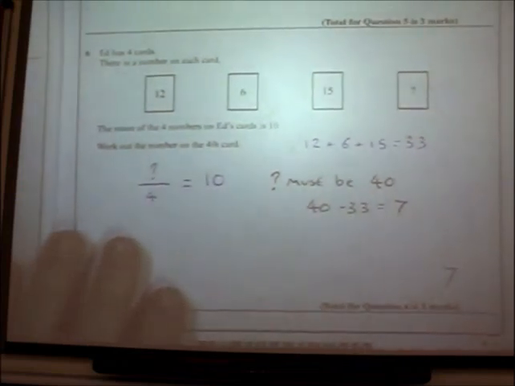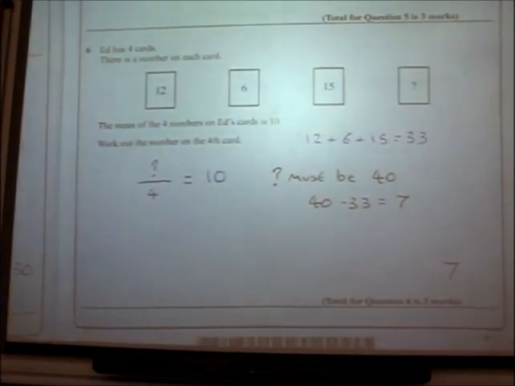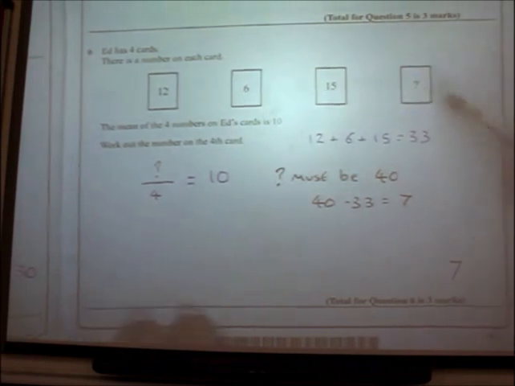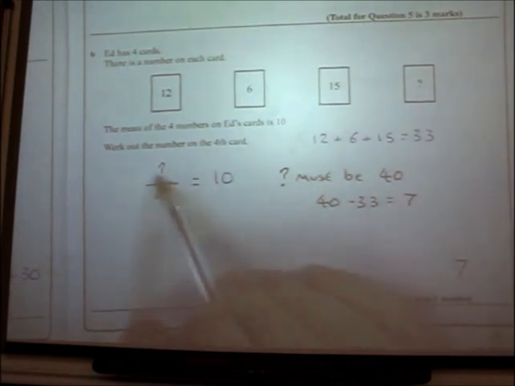Next one, Ed has 4 cards. There is a number on each card. The mean of the 4 numbers on Ed's cards is 10. Work out the number on the question mark card. Well, I probably shouldn't put a question mark there because that's what's there, but you're trying to find out what goes up here because we're finding the mean.